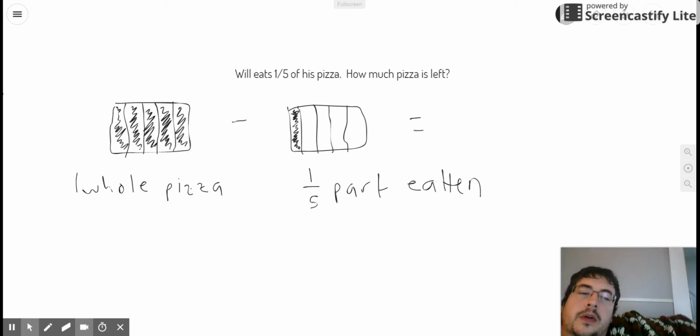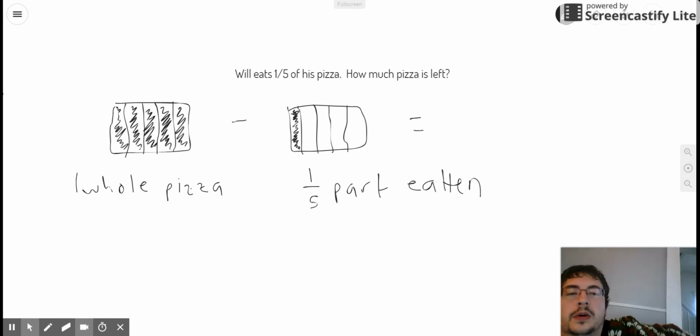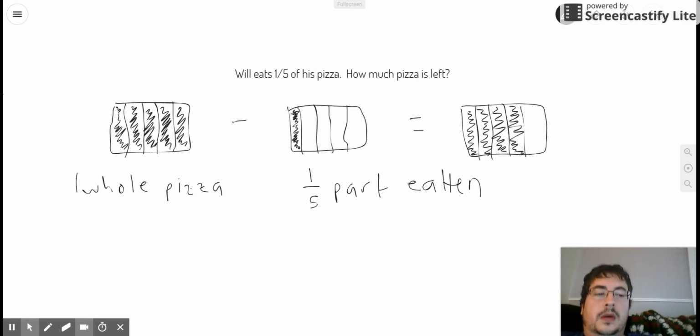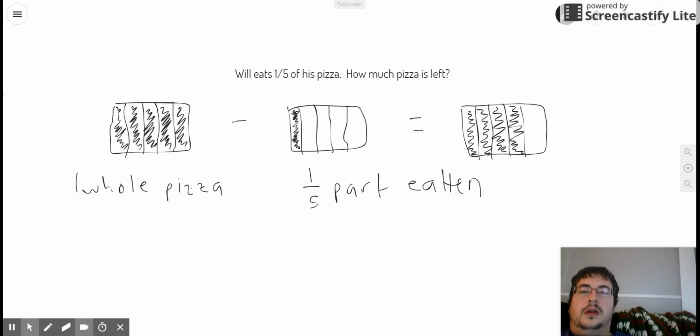And so we want to see, okay, well, how much is left over? Well, out of a whole, Will eats 1/5. So how much pizza is left should be 4/5 of the pizza. And so that's how I'd make sense of the problem using quick pictures.